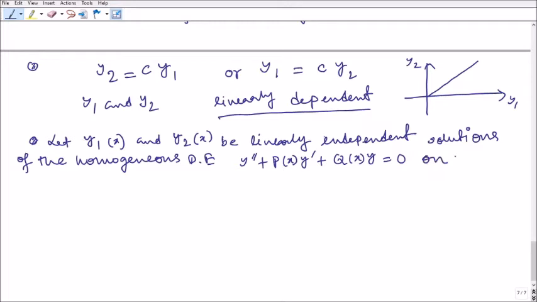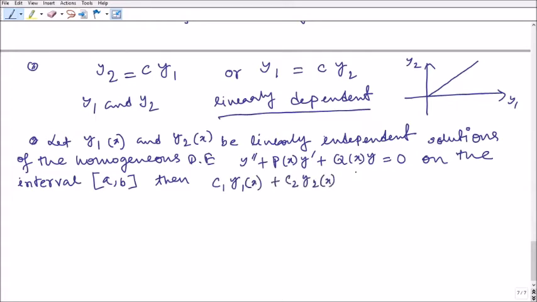on the interval, suppose the closed interval, then c1 y1 of x plus c2 y2 of x is the general solution of this differential equation on the closed interval a b.